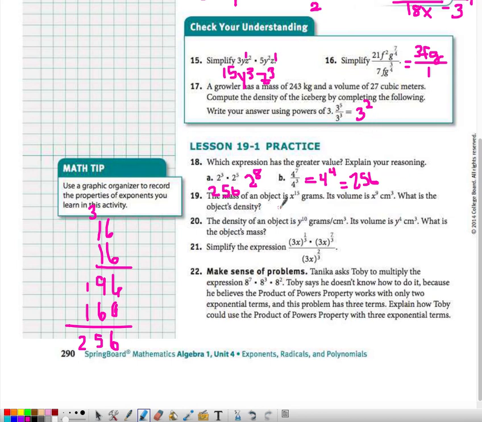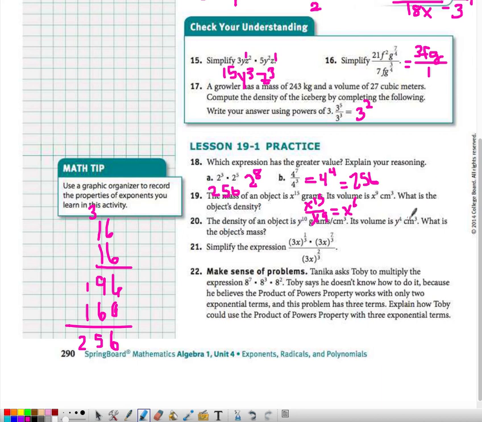The mass of an object is x to the 15th grams. The volume is x to the 9th. What's the object's density? So mass over volume, so we've got x to the 15th divided by x to the 9th, and 15 minus 9 is 6, so x to the 6 would be our density.